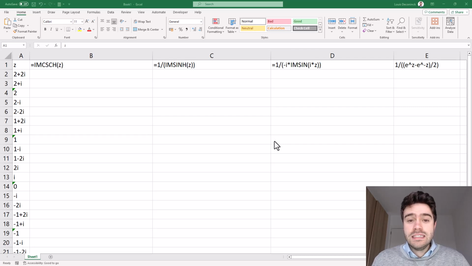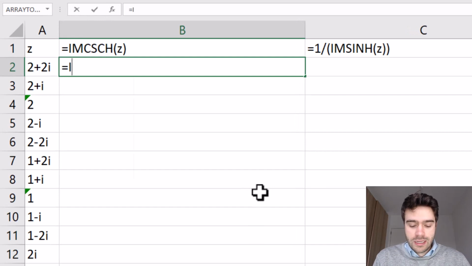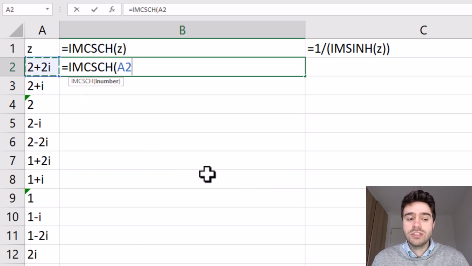The IMCSCH function within Excel allows us to calculate the hyperbolic cosecant of a complex number. The function itself is quite straightforward, so we write IMCSCH and then we supply as the only argument the complex number. In column A, I have some complex numbers. These consist of a real and an imaginary part. Now do keep in mind that within Excel, complex numbers are considered as text and not as numbers.